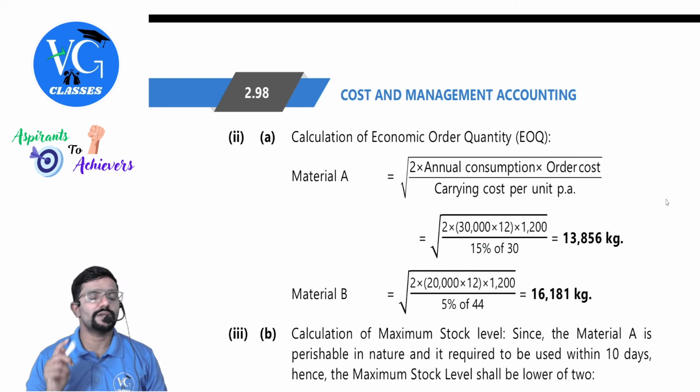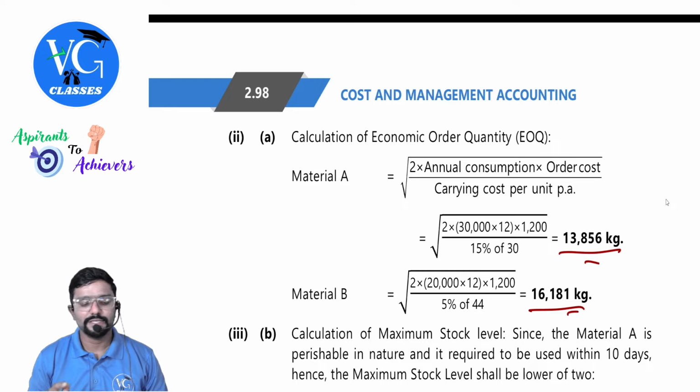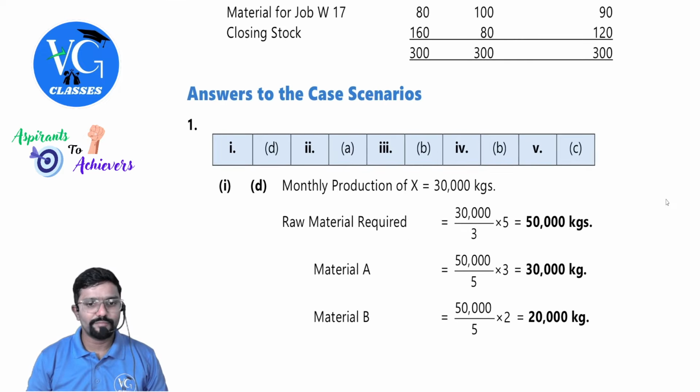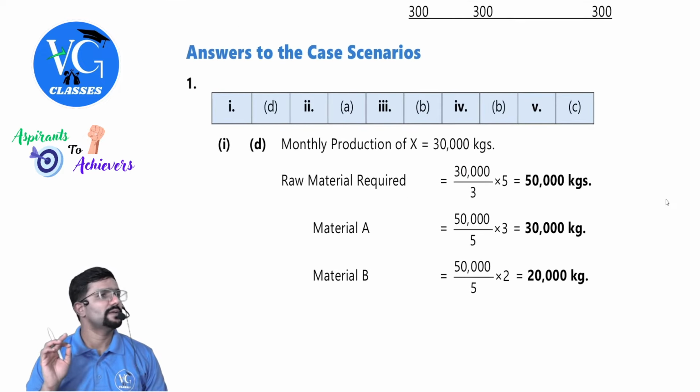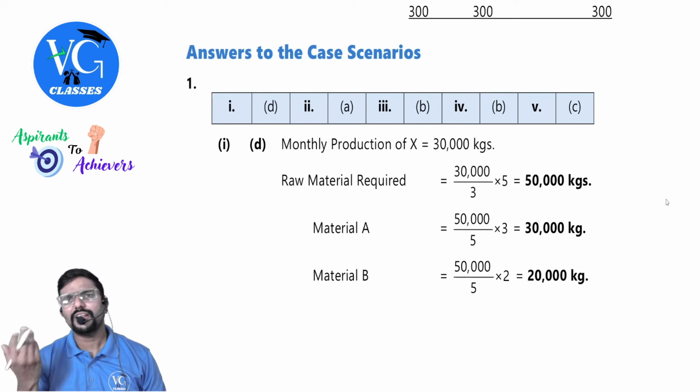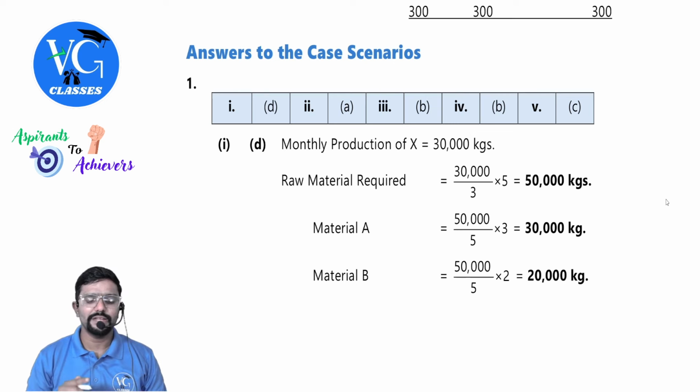13,856 and 16,181, sir. Let us just see how they have done previous. Monthly they have done straight away. You can do annual and divide it by 12 so that it will help for other calculation, or straight away they have done monthly.